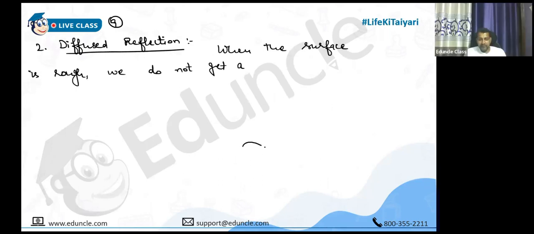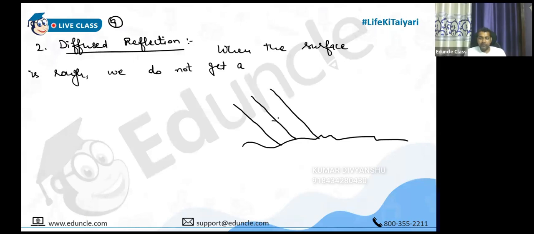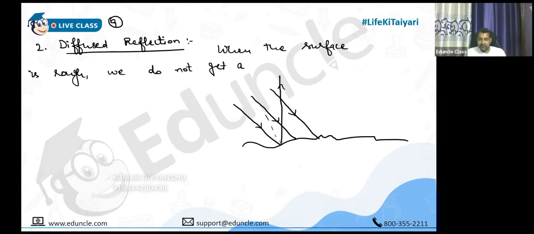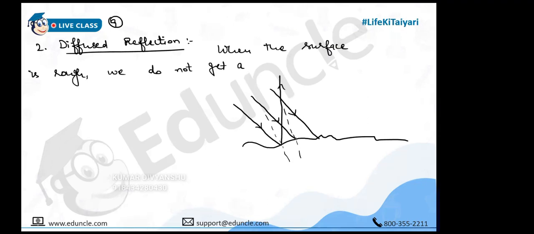Let me make the diagram for that case first so that you are able to understand. This kind of surface is there. All the incident rays are parallel, but because of the roughness of the surface, they subtend different angles at the surface. They all do not subtend the same angle. This ray, you can see the normal points in this direction, so it goes this way after reflection. Here the normal is formed in another direction.